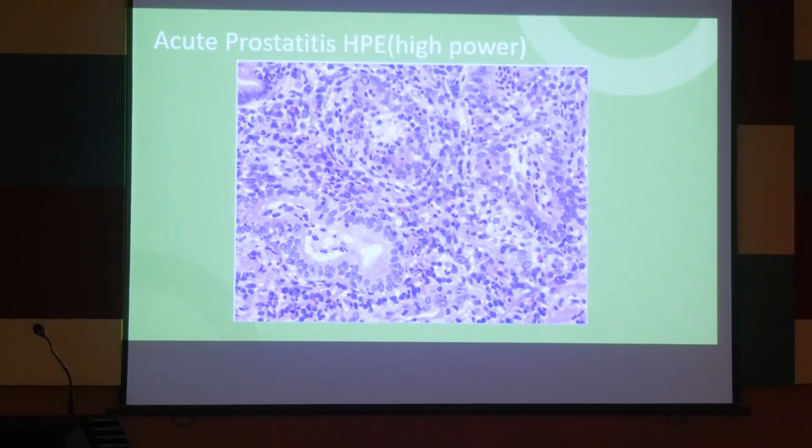Now, in high power view, these are all neutrophils, inflammatory exudates. This is gland, but the gland is loaded with neutrophils. In acini, neutrophils. Multiple punctate neutrophils. Extensive neutrophilic infiltration. Everybody can see?